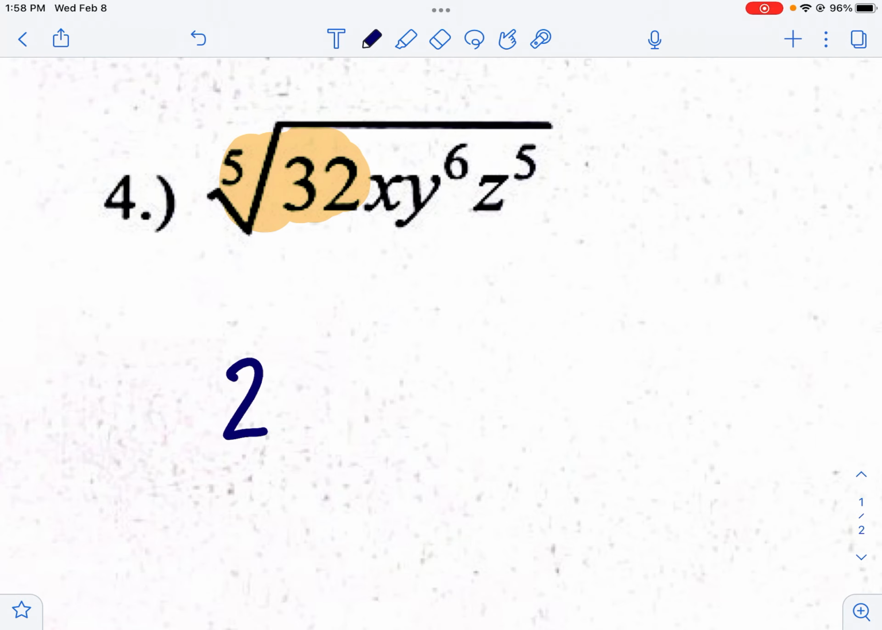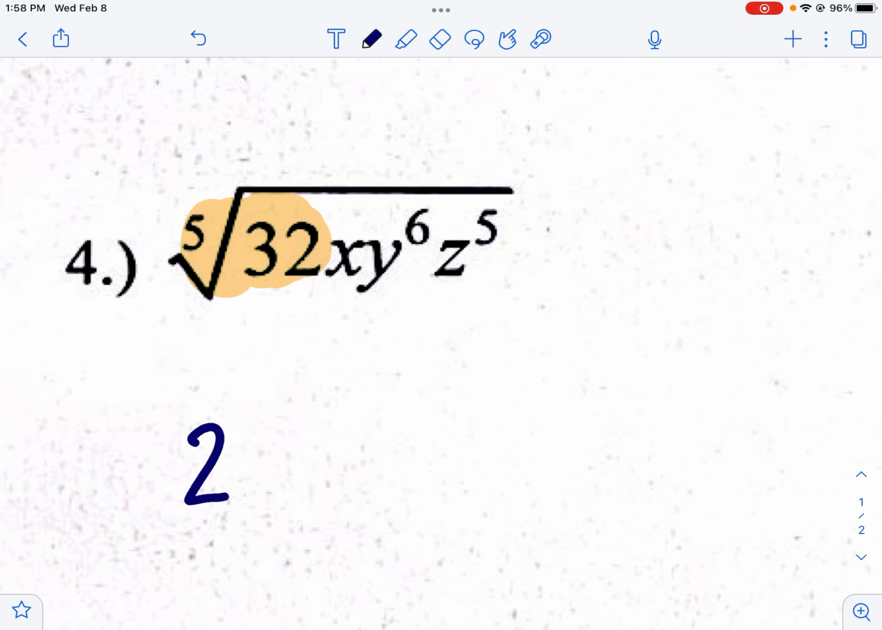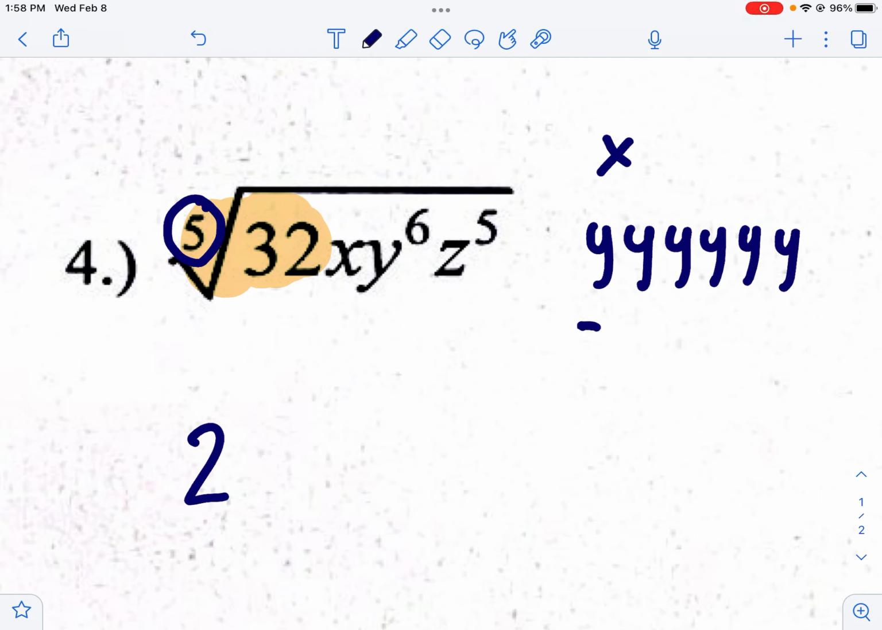2. If you remember, with the variables, though, because of this 5 out here, I need to look for groups of 5. The x only has 1. The y has 6. And the z has 5. And so because of this 5 here, this is a 5th root, I'm supposed to be looking for groups of 5. Now, since the x's do not have a group of 5, nothing gets to come out. So when I have my leftovers here, this 5th root, the x is going to remain in the root.